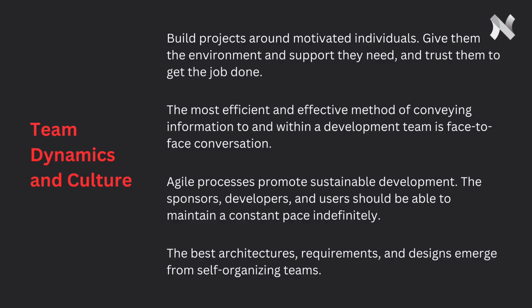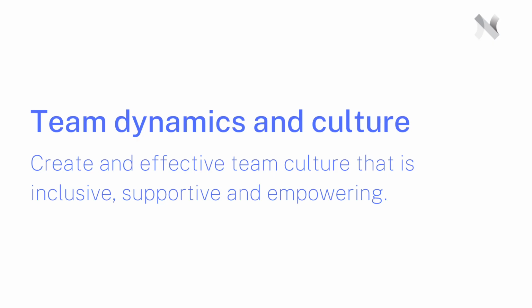Our third theme is team dynamics and culture and includes 4 more principles. Remember, the first Agile value stresses individuals and interactions over processes and tools. Notice that the principles in this theme reflect that value. This theme emphasizes creating an effective team culture that is inclusive, supportive, and empowering. Having an effective team culture is essential to a project's success.